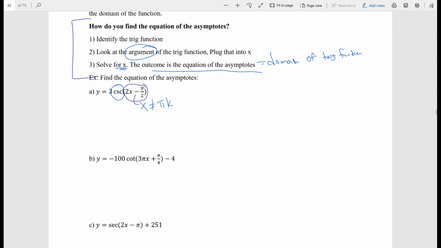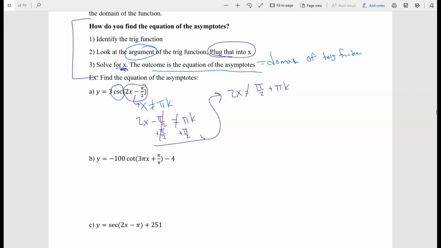So you're going to plug it into the x. So 2x minus pi over 2 is going to be not equal to pi k. Now that we plugged the argument into x, we're going to solve for x. So the first thing that we're going to do is add pi over 2 to both sides. Notice that these are not like terms, so you can't add them together. So you're going to have 2x is equal to pi over 2 plus pi k.